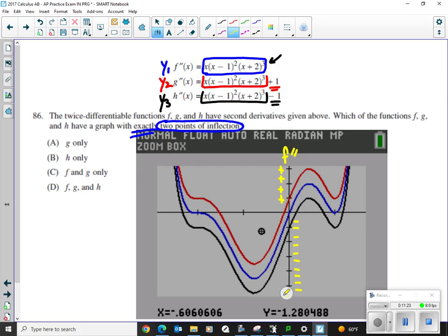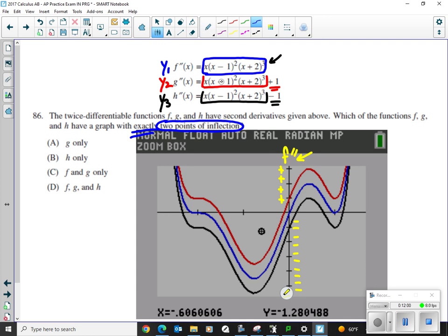That means if the y values are positive above the x-axis, the second derivative is positive whenever the graph is above the x-axis. If the y's are negative when you're below the x-axis, that means I have negative second derivatives. Same thing, if the y's are positive up here, my second derivative is positive when I'm above the x-axis. So let's go ahead and now determine f double prime, the blue one.